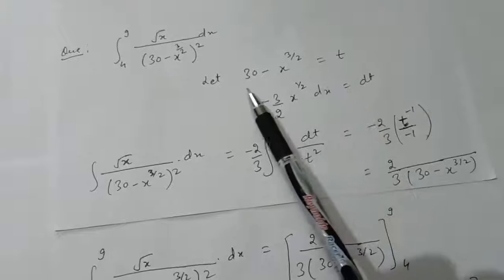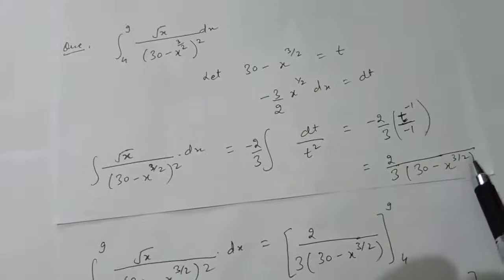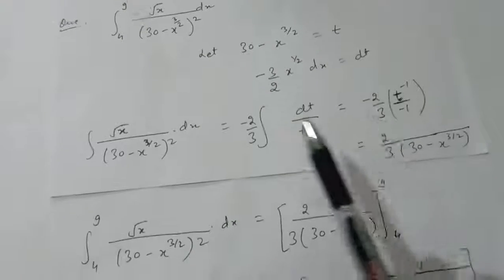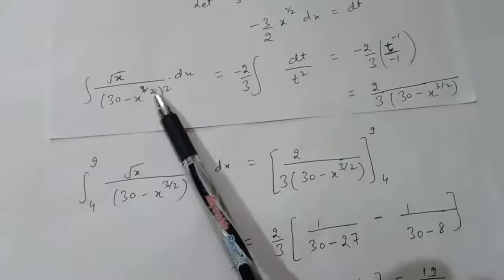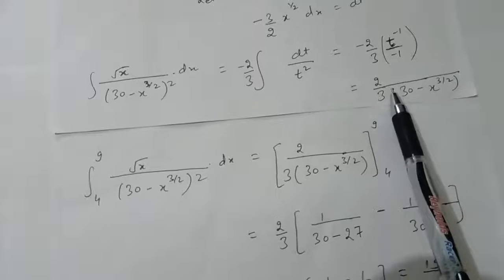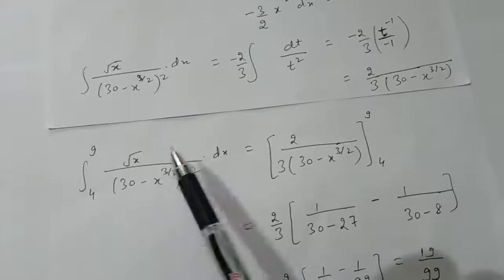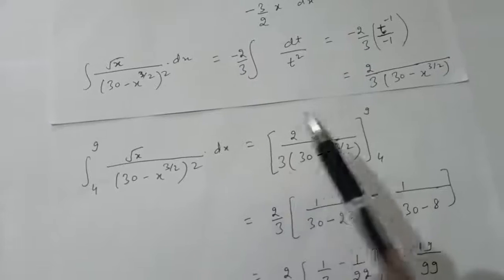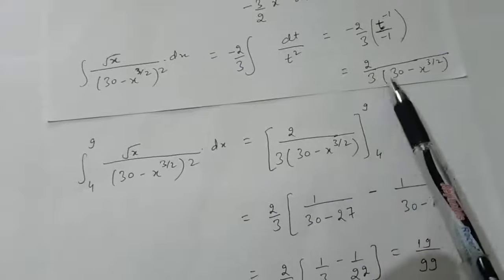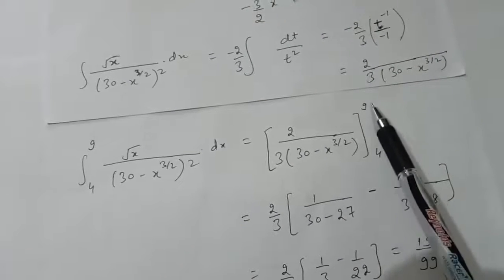and now writing this value of t. So 1 by (30 minus x raised to the power 3 by 2), right? So the integral of this function is this. Therefore the integral of this definite function will be equal to the function with the limits from 4 to 9.